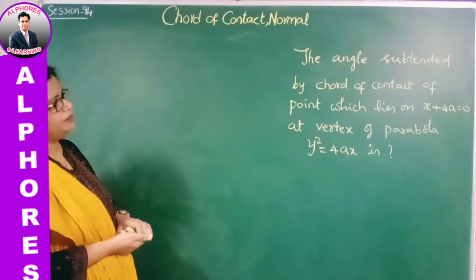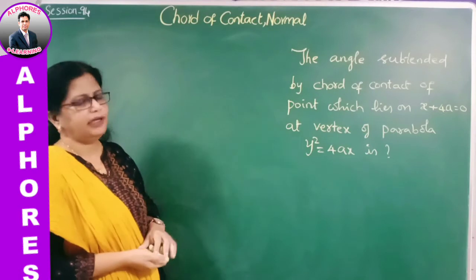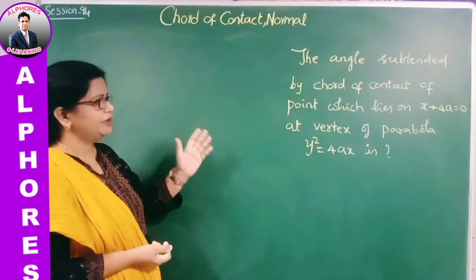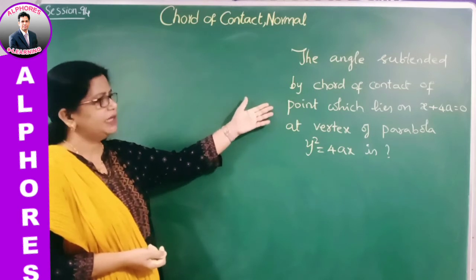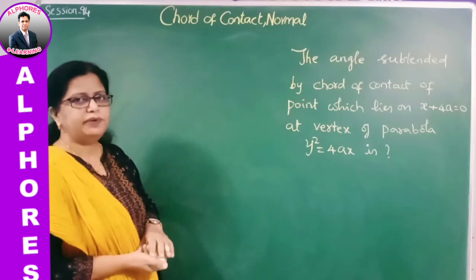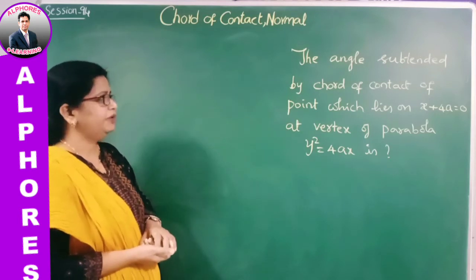Now students, if they ask a problem like this, that is, the angle subtended by the chord of contact of a parabola, that means the chord of contact of a point. And where is that point here? It is lying on the line x plus 4a is 0, and at the vertex of the parabola, then what about the angle?